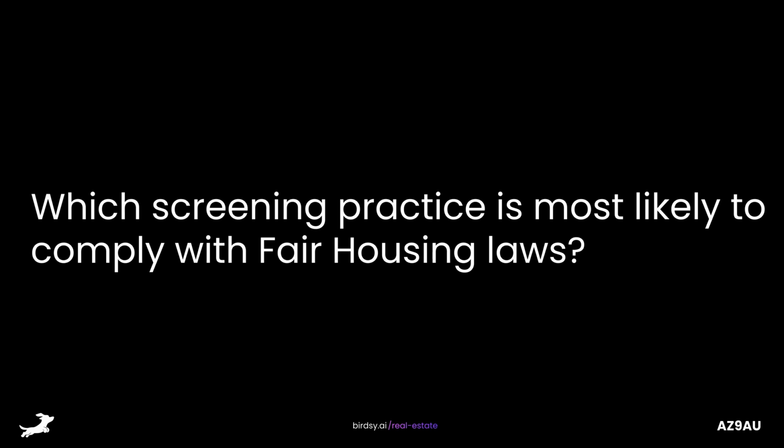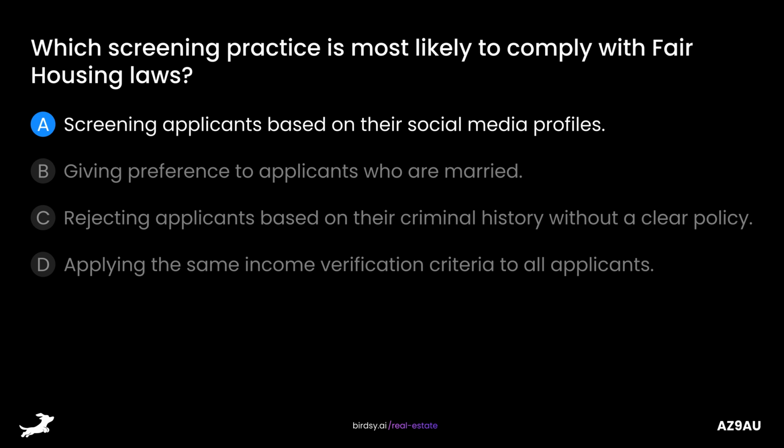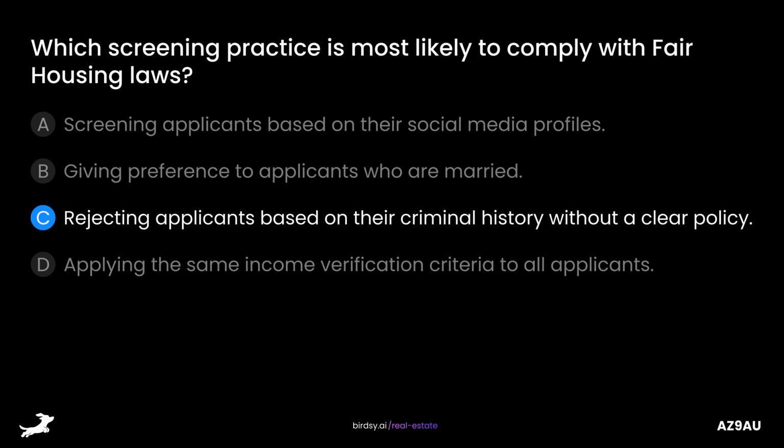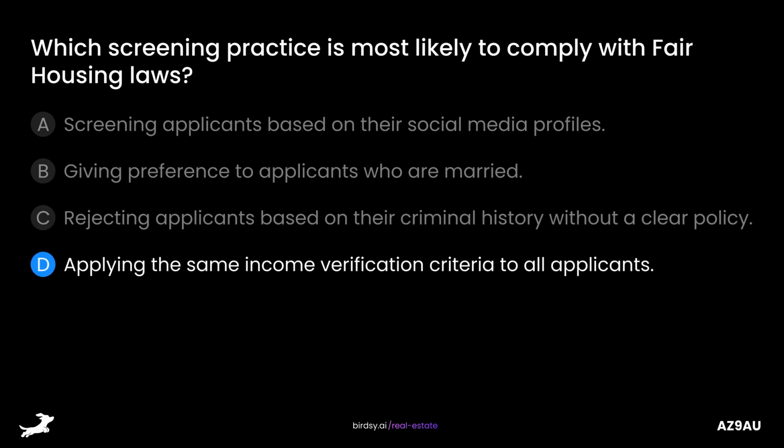Which screening practice is most likely to comply with fair housing laws? Is it A, screening applicants based on their social media profiles, B, giving preference to applicants who are married, C, rejecting applicants based on their criminal history without a clear policy, or D, applying the same income verification criteria to all applicants? The answer is D, applying the same income verification criteria to all applicants.